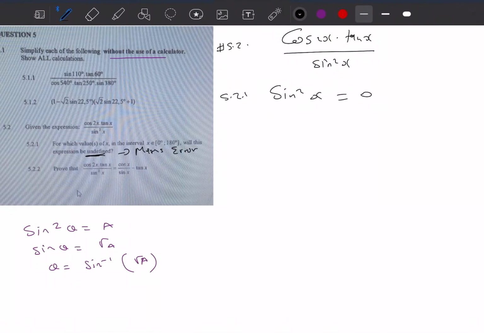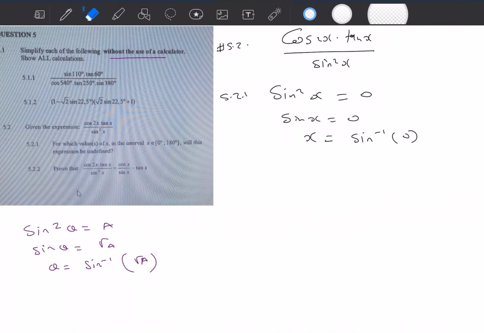Find the square root of 0. What is the square root of 0? Feel free to punch this in the calculator if you don't know. Square root of 0 is 0. So you have sine x is equal to 0. Now, solving for x, x is equal to sine inverse of 0.